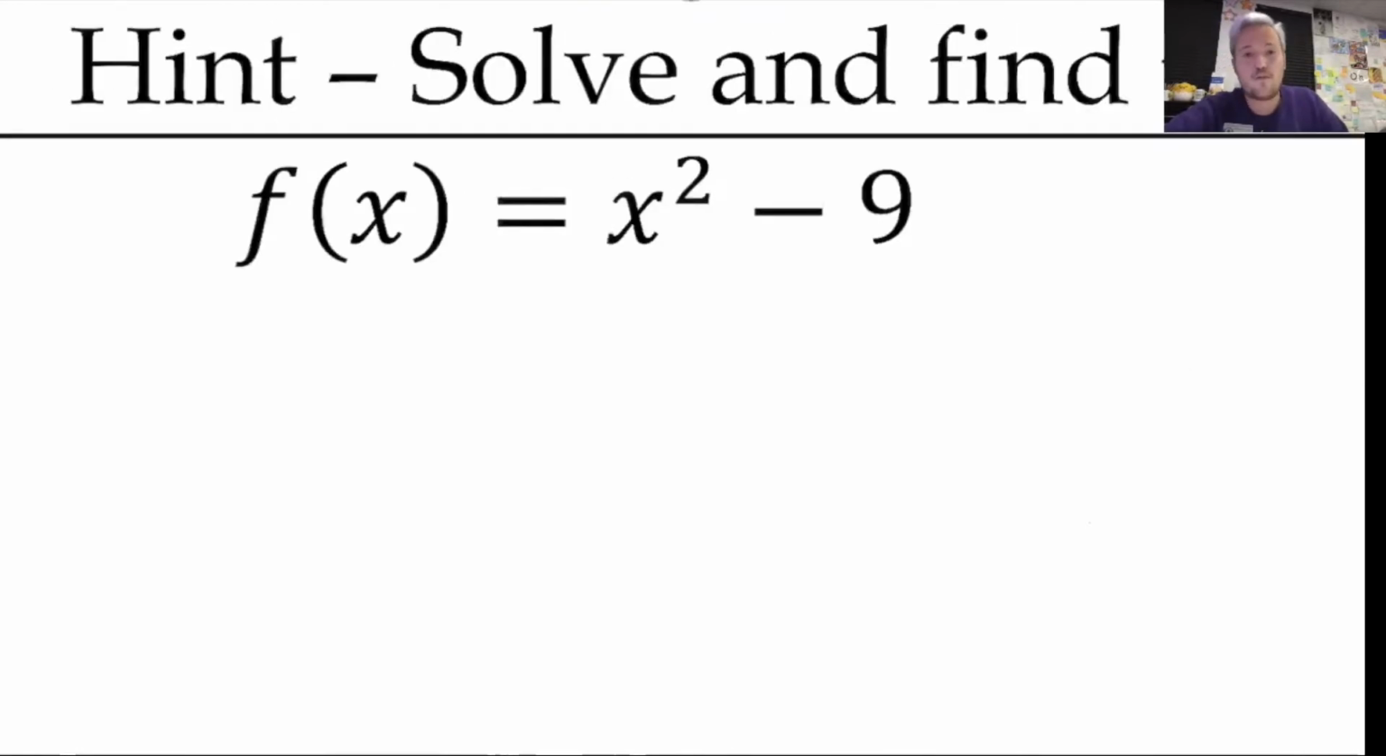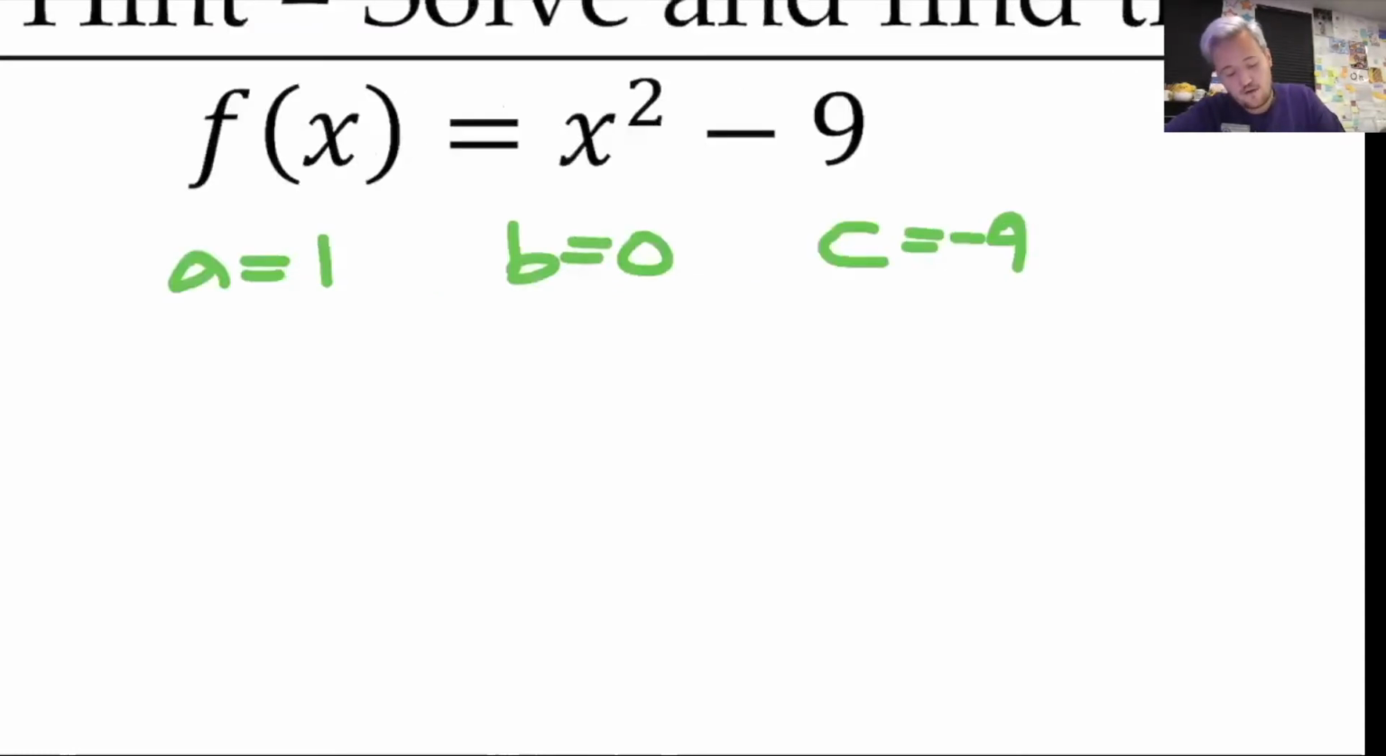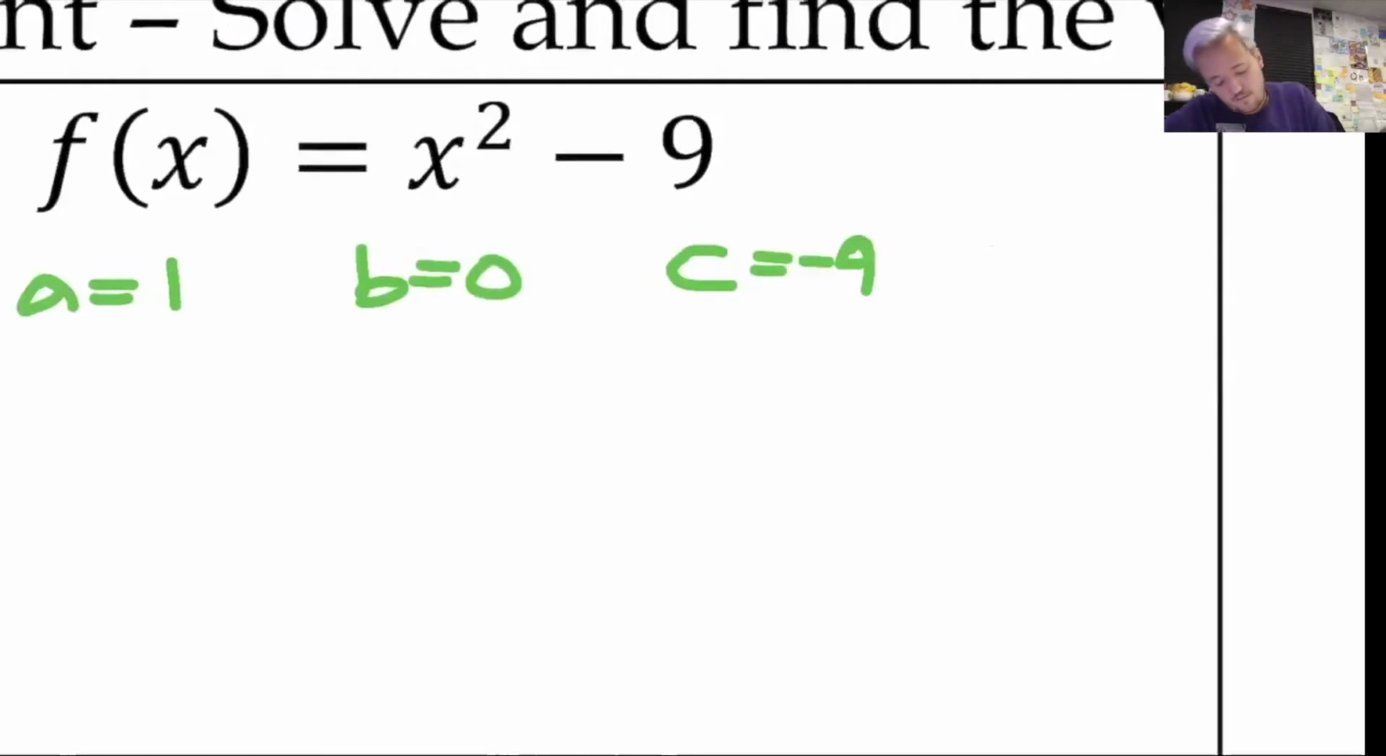All right, so we have f of x equals x squared minus 9. So my a value is 1, my b value is 0, and I have a c value of negative 9. Just in case you're wondering what that b value is, this is the same as x squared plus 0x minus 9. We're missing that b value, so that's why it's 0.